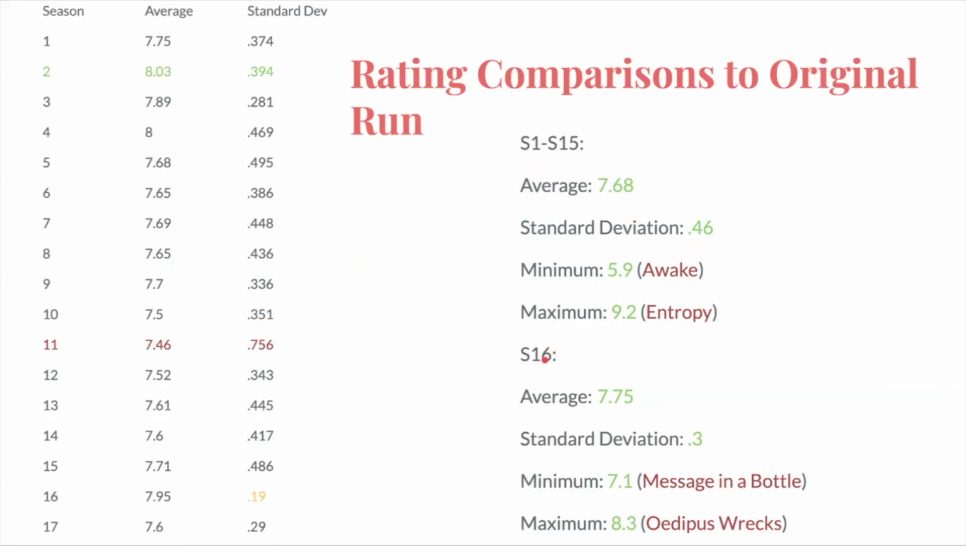And season 16 and 17 have an average of 7.75 with a standard deviation of 0.3, a minimum of 7.1, and a maximum of 8.3. So you can see the average here is actually slightly higher than the first 15 seasons. But then again, it's fewer episodes. When you have a show on for 15 seasons, it's bound to decline in quality at the end.